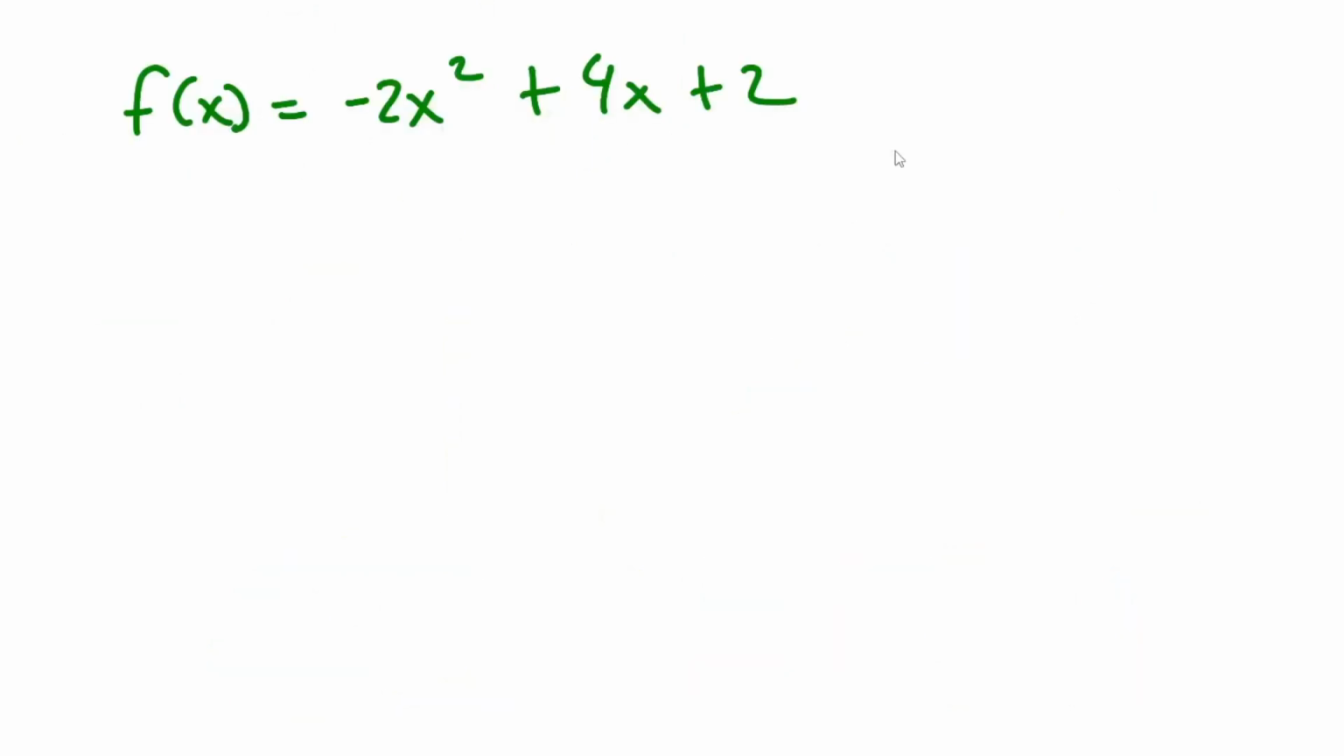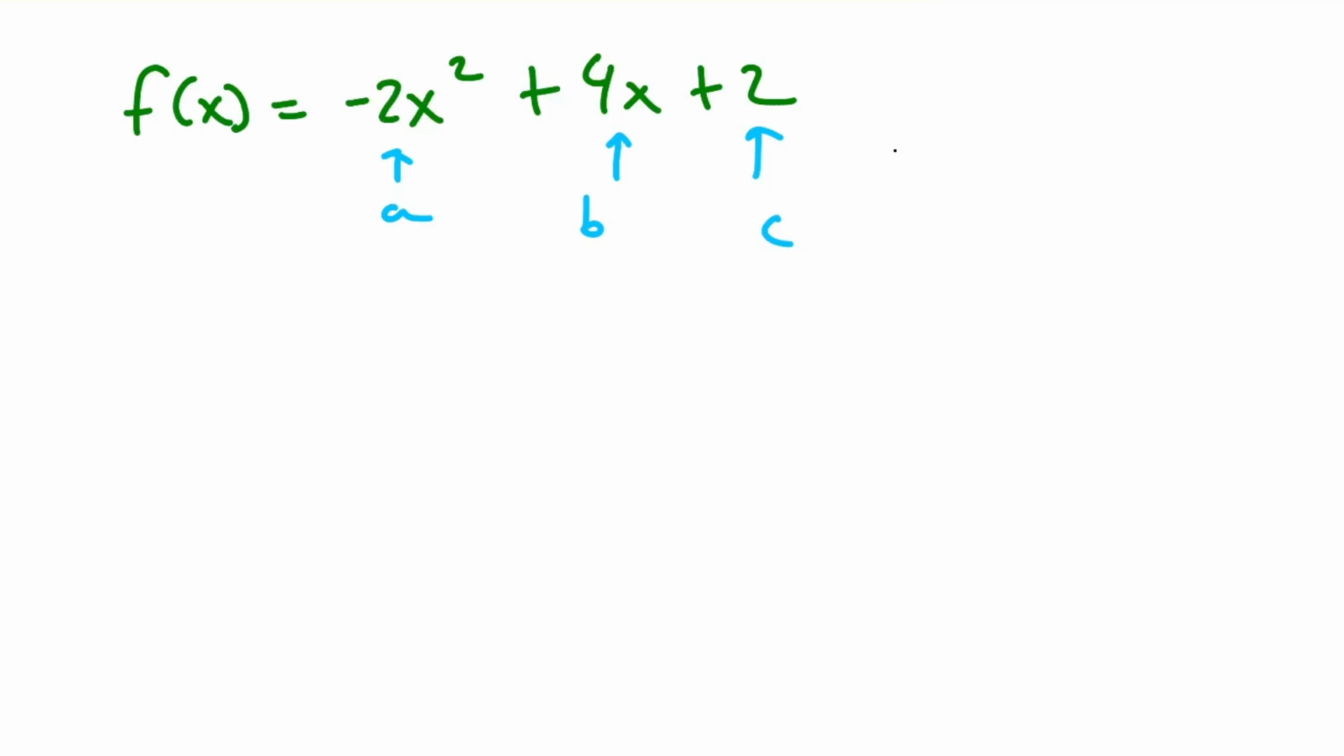We have something a little different over here. We have f of x is equal to minus 2x squared plus 4x plus 2. The first thing I notice is that I can list out my values: this would be my a, this would be my b, and this would be my c. My a value is negative 2. So how would my graph look? My graph would look something like this. You should know that.